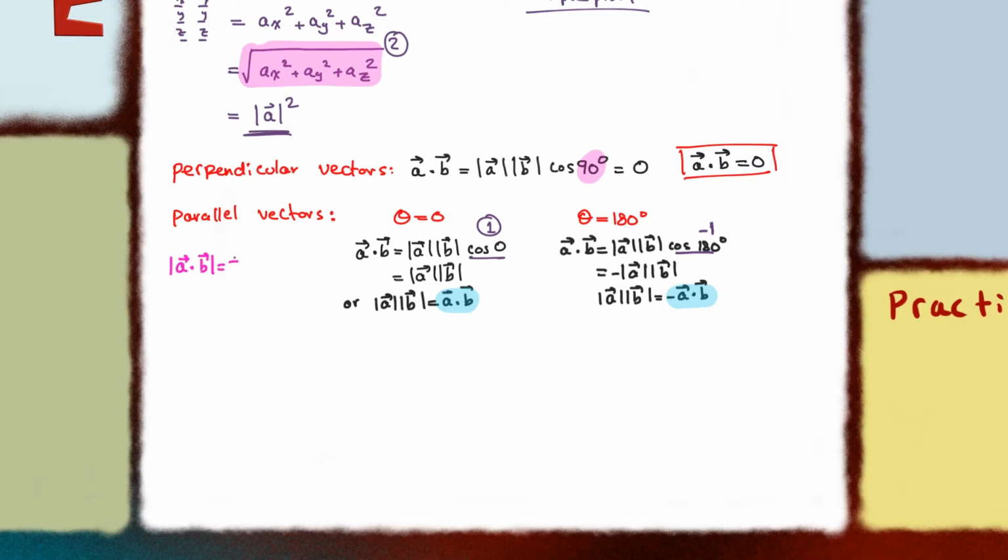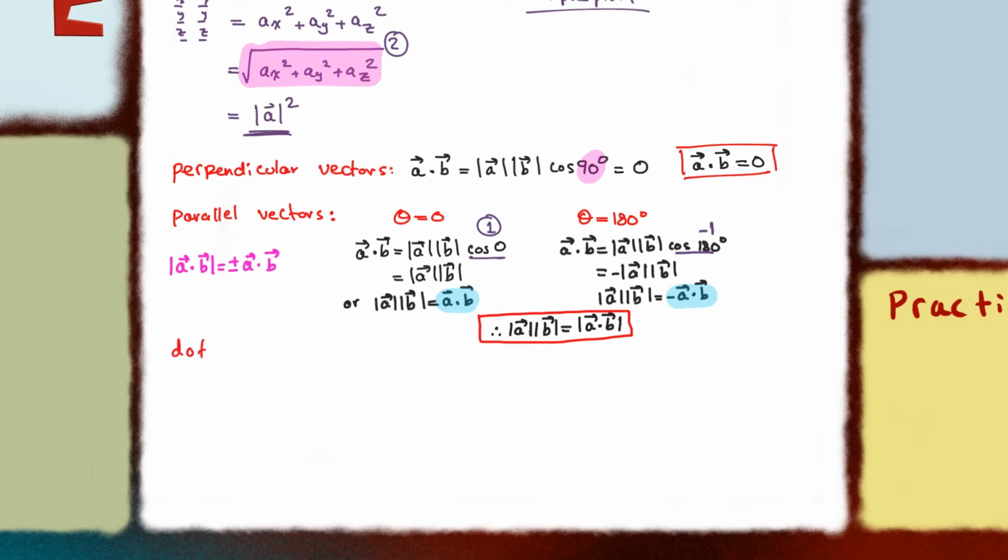Plus or minus can be written as absolute value, so the absolute value of the dot product of a and b is equal to plus or minus the dot product of vectors a and b, and therefore we can summarize everything and say that the magnitude of vector a times the magnitude of vector b is equal to the magnitude of the dot product of vectors a and b.